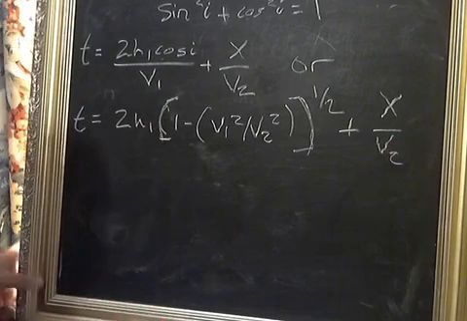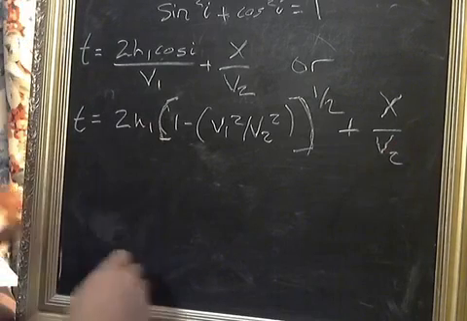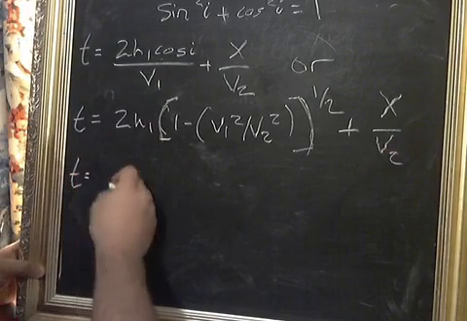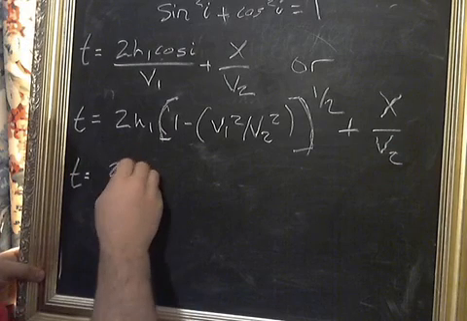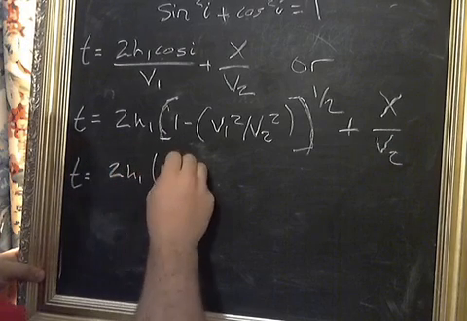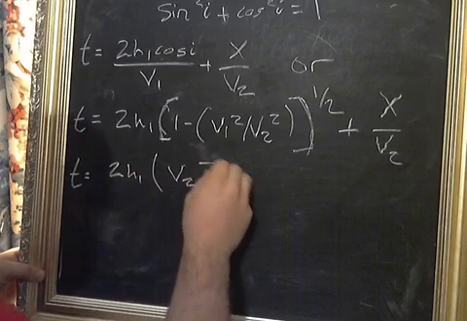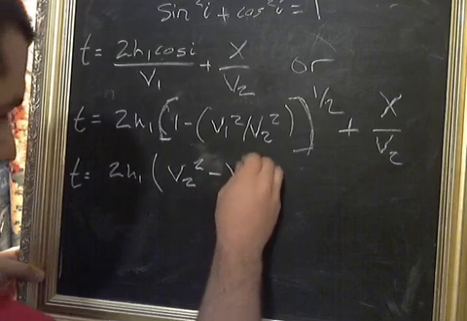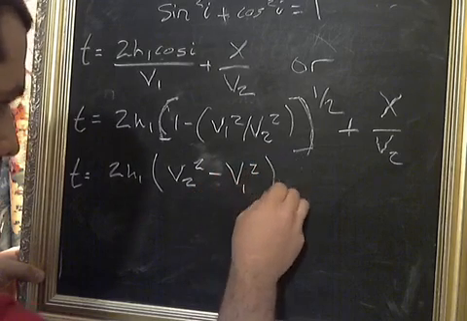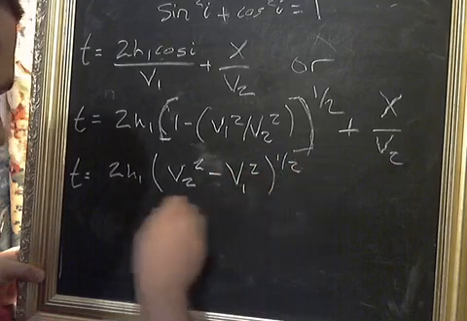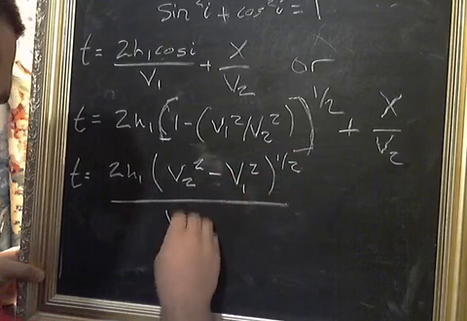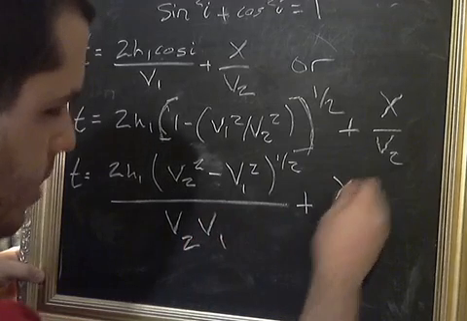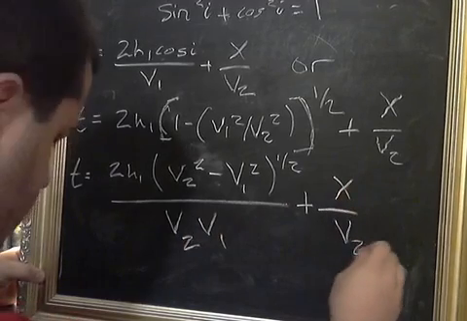Oh God, Alex, that looks awful. Why'd you do that? Well, it gets better. This equation here simplifies to 2h1 times v2 squared minus v1 squared raised to the 1/2 divided by v2 times v1, plus x divided by v2.